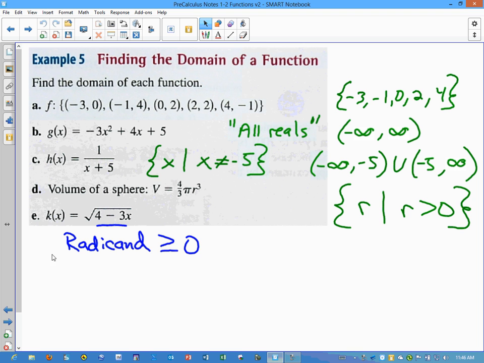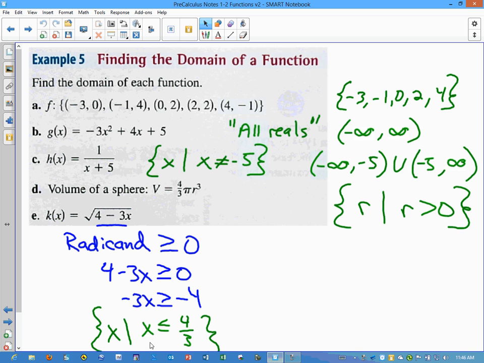So this is how we set up to try to find our domain. Our radicand, which is 4 minus 3x, must be greater than or equal to 0, and we simply solve the inequality. Subtract 4 from each side, and then divide each side by -3. Remember that when you divide by a negative, you reverse the direction of the inequality. So x ends up being less than or equal to 4/3. So once you have your inequality, now we can say that the domain of our function is the set of all x such that x is less than or equal to 4/3.